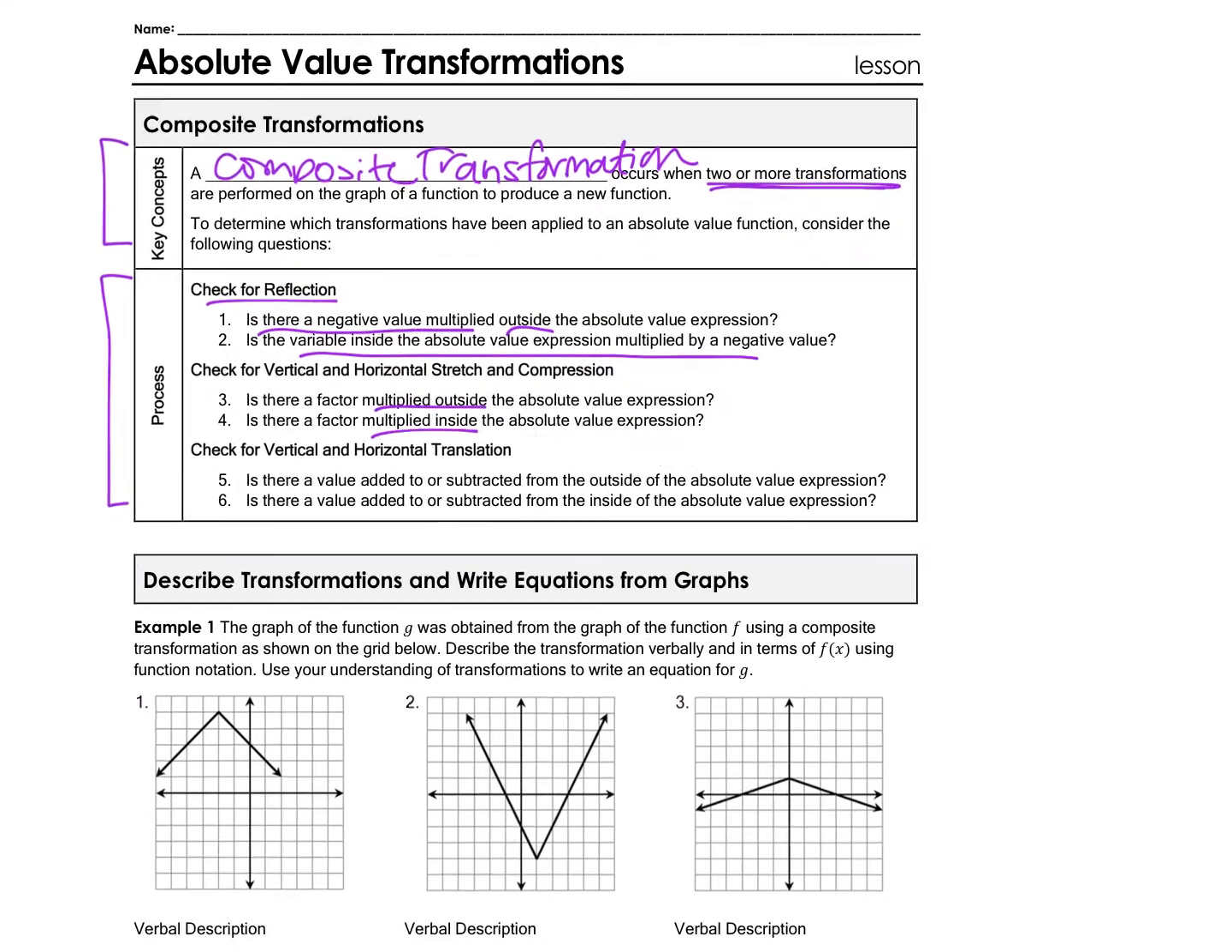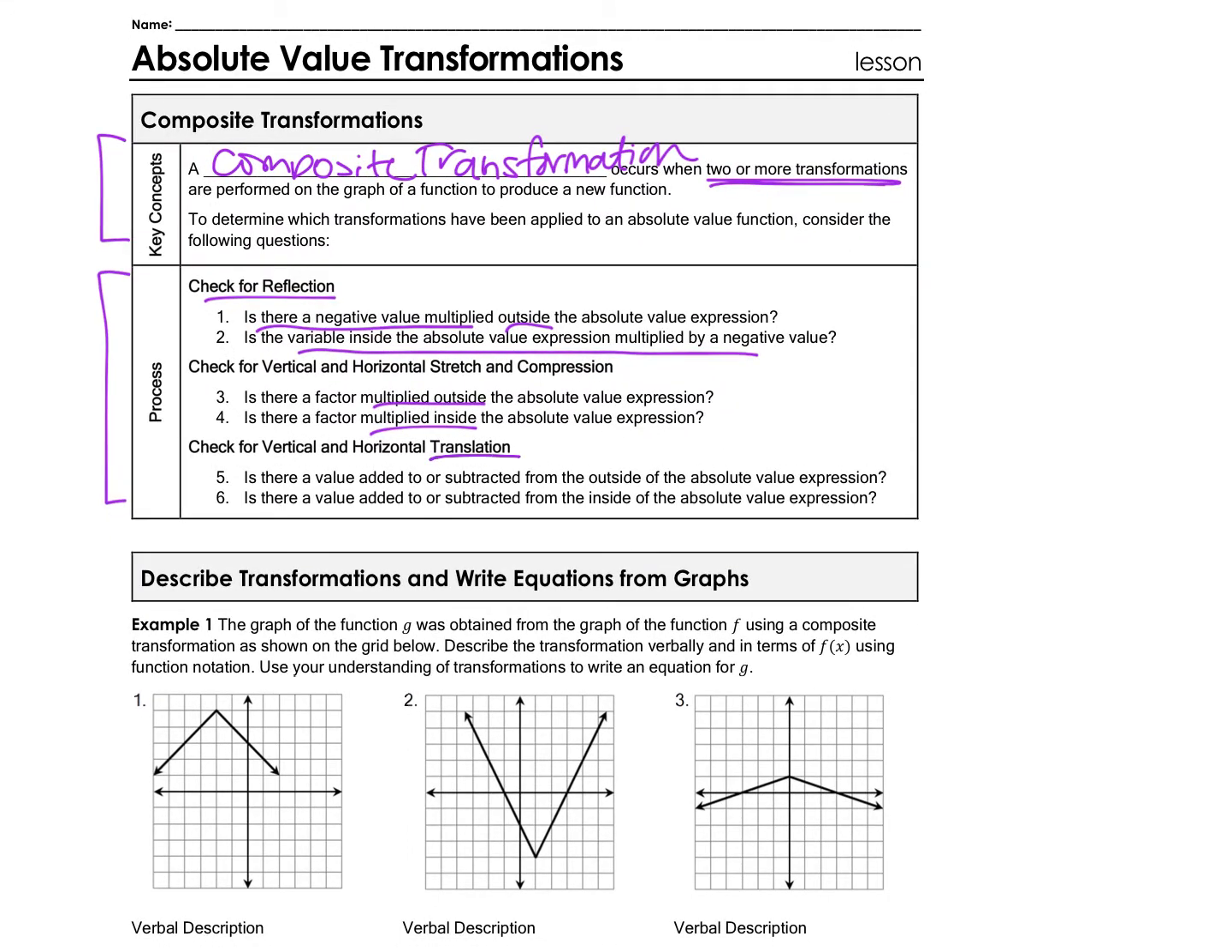Checking for vertical and horizontal translations, you're looking to see, have you added or subtracted on the outside or added or subtracted on the inside? So those are the ways that you'll be able to figure out your reflections, stretch, compressions, and translations.